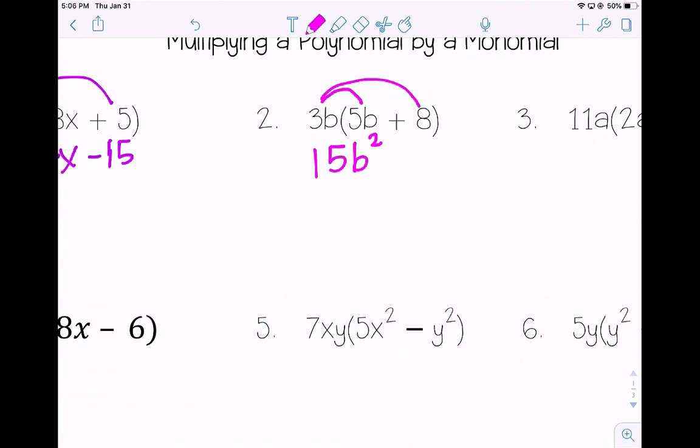Then 3b times 8 is just plus 24. It didn't have a b. We added a b to it, so there it now has a b. B squared and b are not like terms. They're very similar, but they're not the same, so we cannot combine these. So this would be our final answer here as well.